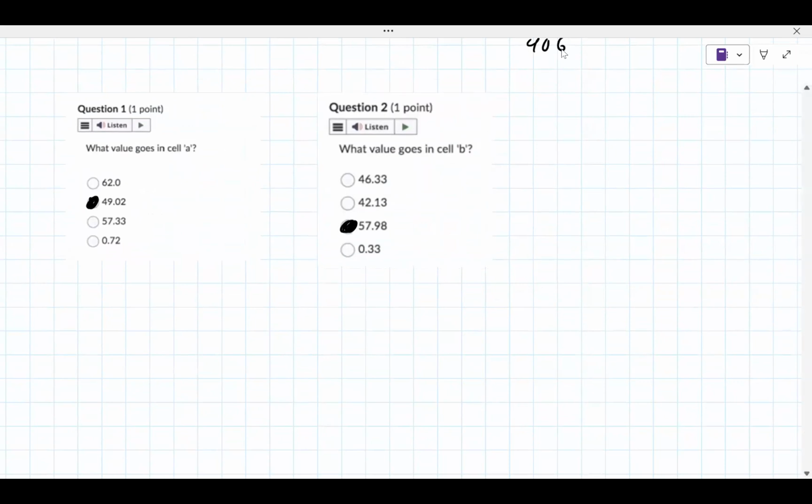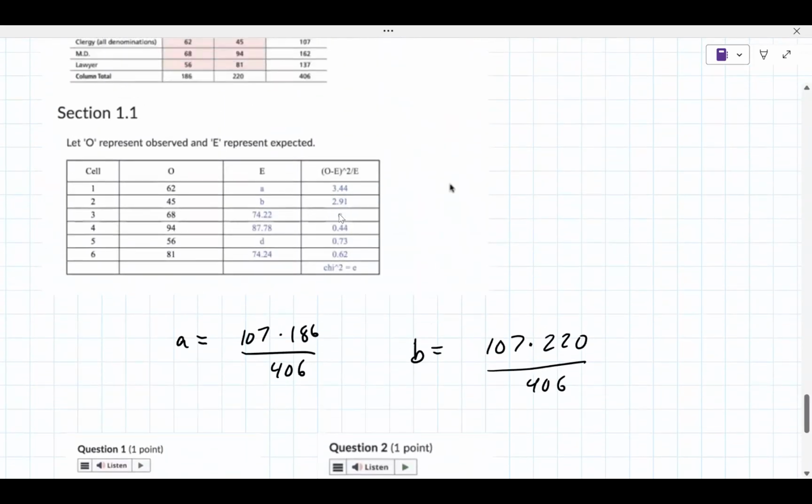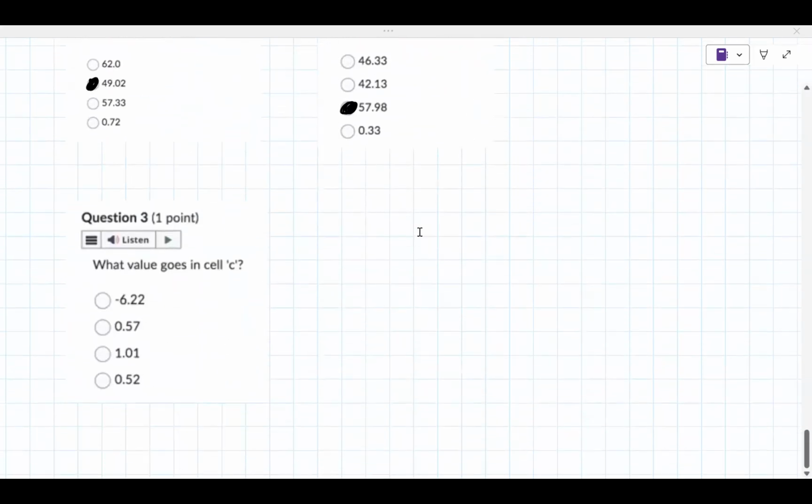And then what's the next thing? So for C, C is a little bit more complicated, but not for me. If you look at C, C is right here in this row. So to find C, you take the observed, which is 68, minus the expected, which is 74.22, just using those two values there. Square it and divide by 74.22. And I get 0.52.